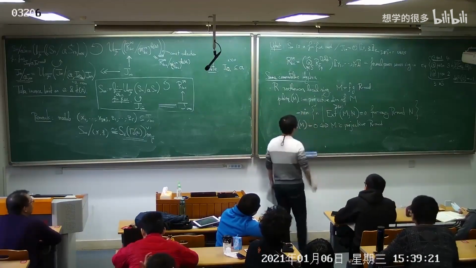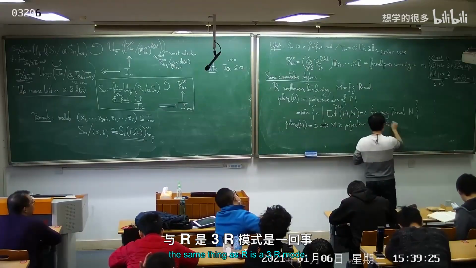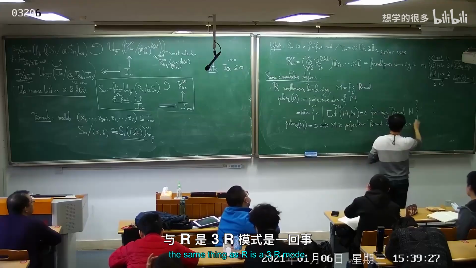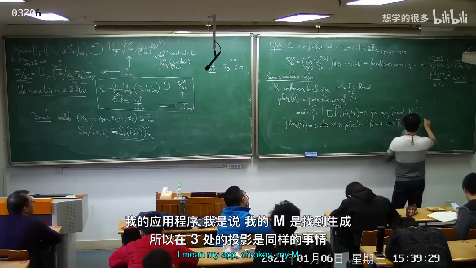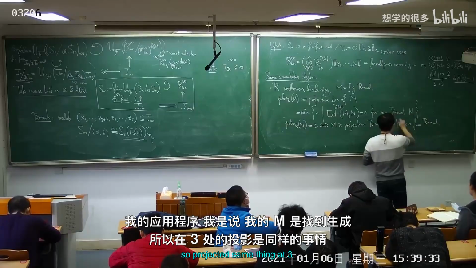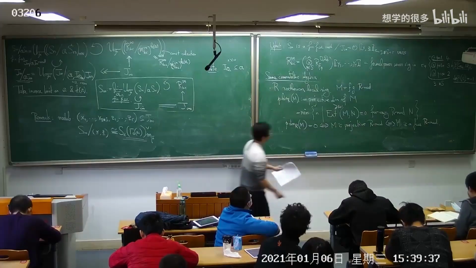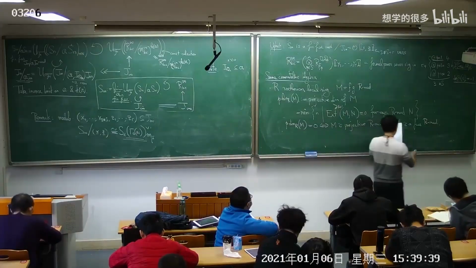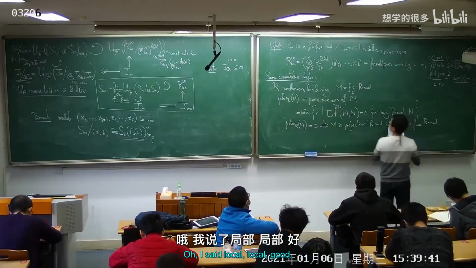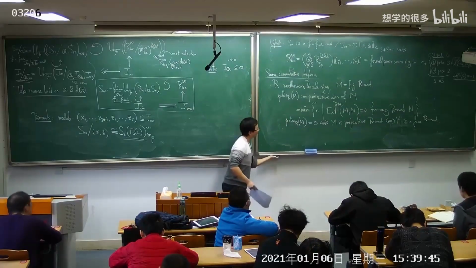You're right. Thank you. The same thing as R is a free R module. I mean, M is finitely generated, so projective is the same thing as free. Oh, excuse me, locally free. What did I write? Oh, I said local ring. Good. Good. I didn't see a local. Good. Okay.